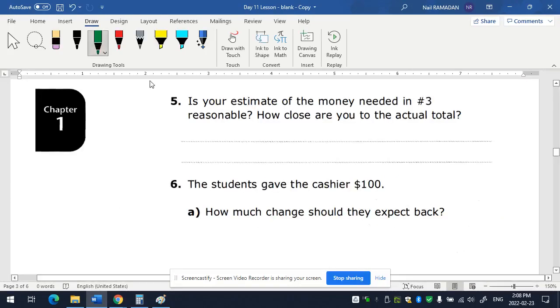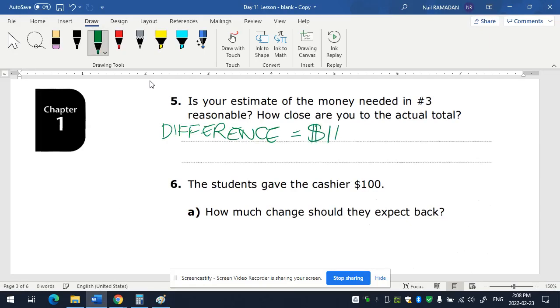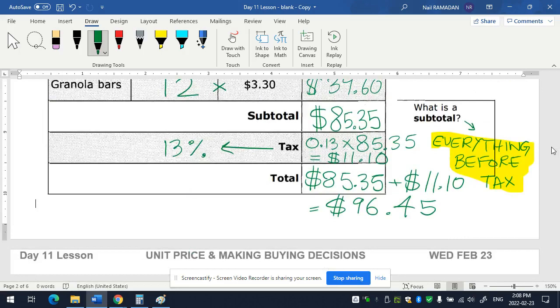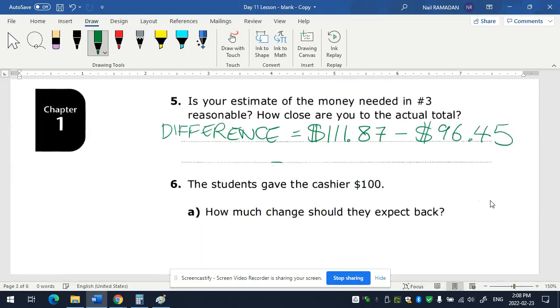Let's actually subtract, everyone. So difference, I want you to write difference equals 111.87. Subtract away. What was the actual price in the second time? It was 96 point what? I think it was 96.45. Sarah told us. Yes, 96.45. All right, let's subtract. How much money do they actually end up saving? $15.42.